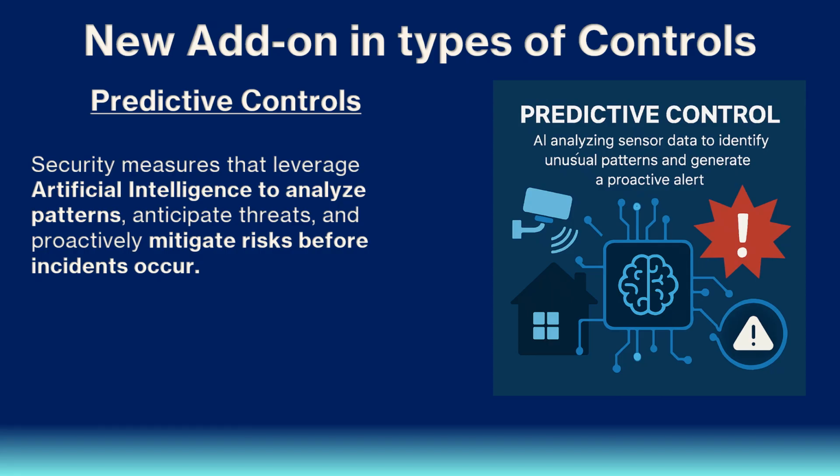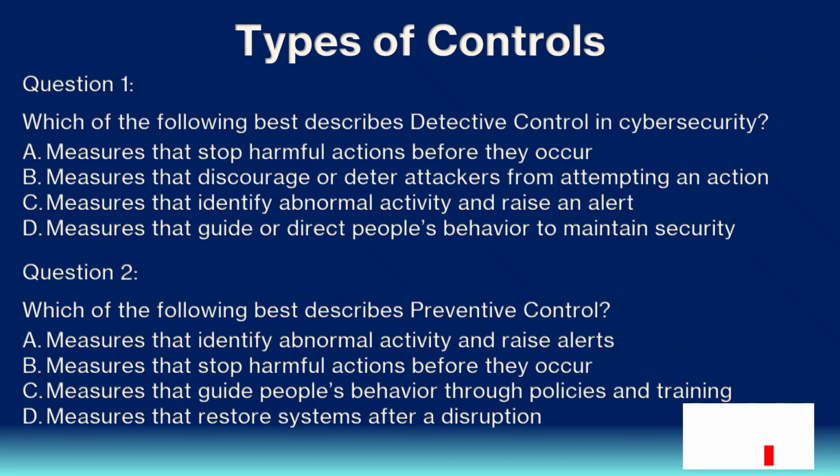Now, let's move to the Q&A section to check your understanding of controls. First question: which of the following best describes detective control in cybersecurity? A. Measures that stop harmful actions before they occur. B. Measures that discourage or deter attackers from attempting an action. C. Measures that identify abnormal activity and raise an alert. D. Measures that guide or direct people's behavior to maintain security. Comment the correct option in the comment box. I'll be waiting for the answers in the comment section.